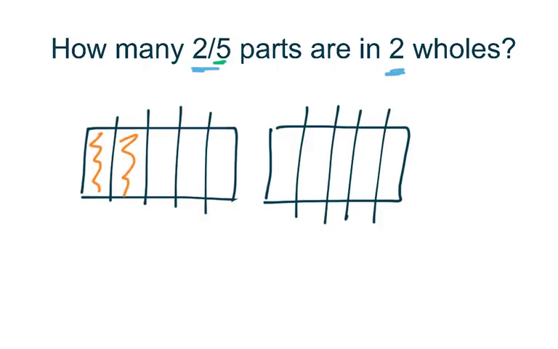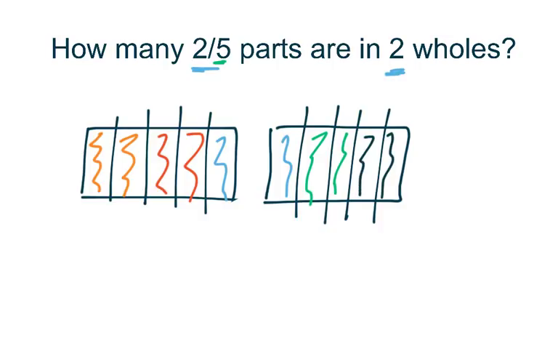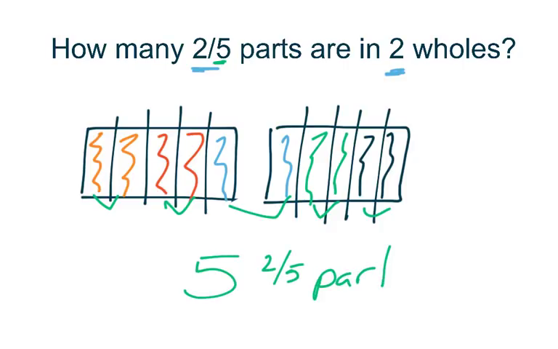So there's 1 2/5, there's 2 2/5, 3 2/5, 4 2/5, and then I'm left with 5 2/5. So a picture really helps me solve this problem. If I want to know how many 2/5 parts are in 2 wholes, I know that there are 1, 2, 3, 4, 5. So 5 2/5 parts.